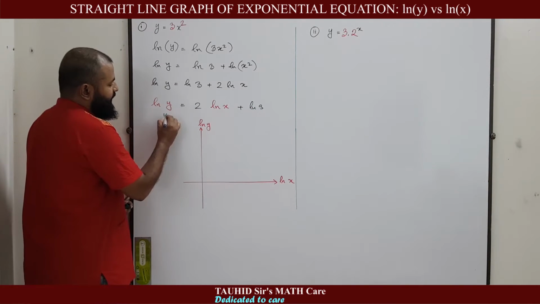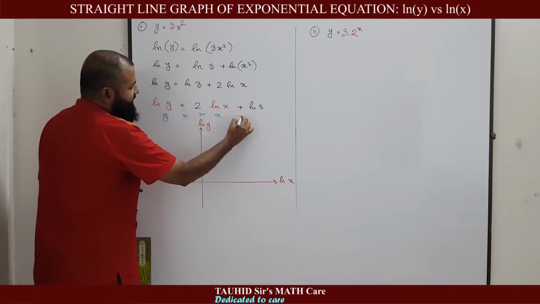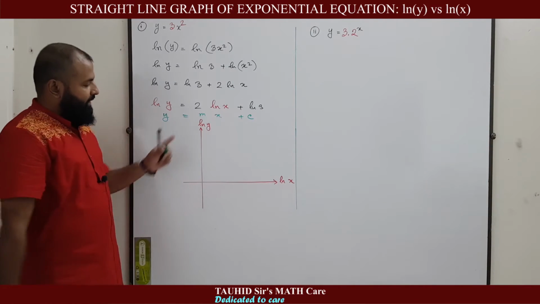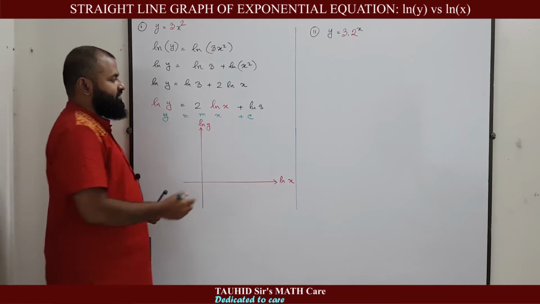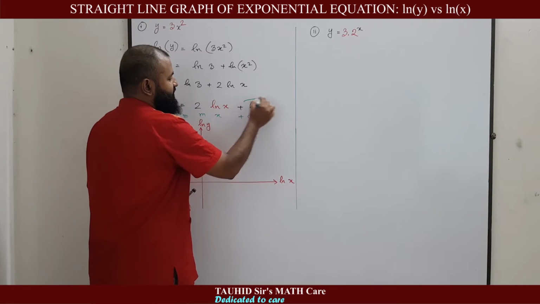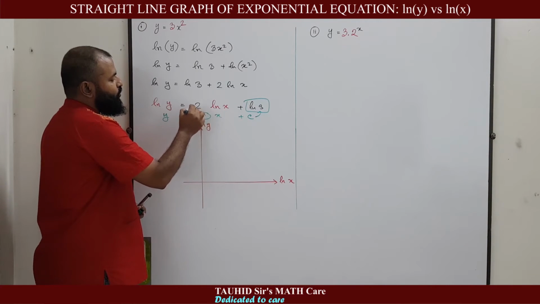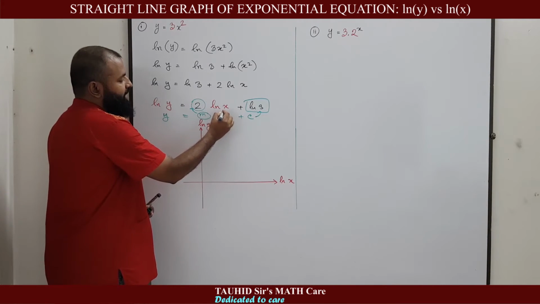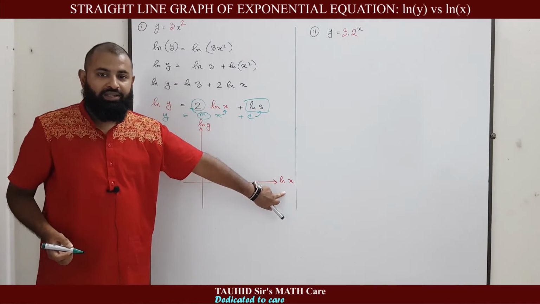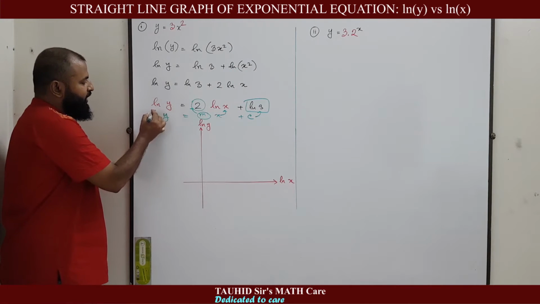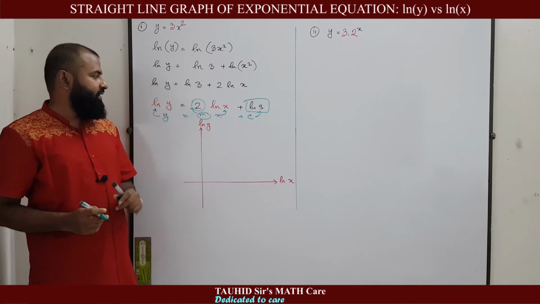We know that the equation of a straight line is y equals mx plus c, where m is the gradient and c is the y-axis intercept. So the y-axis intercept here is ln 3 and the gradient is 2, and in place of x we can see here ln x, which is already situated on the x-axis, and in place of y there is ln y, which is already placed on the y-axis.